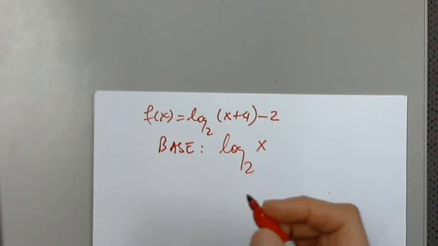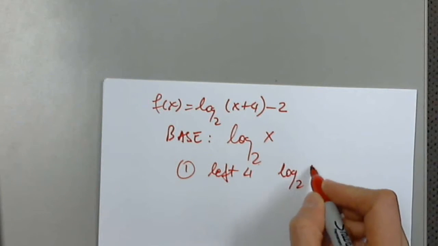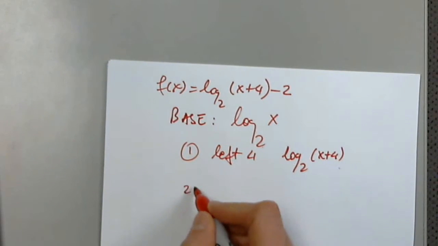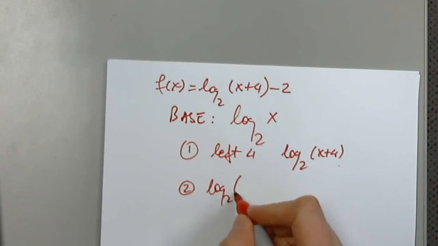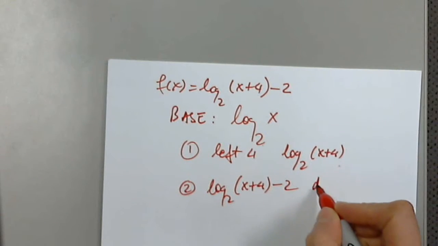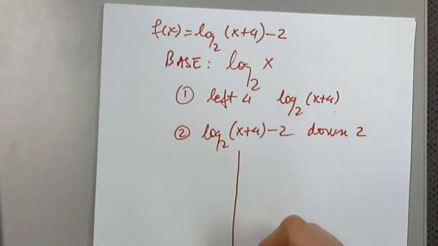Moving to the left 4. Number 1. Left 4 because it's log base 2 of x plus 4. Very good. And what is the transformation 2 on function 1? What is it? Down 2. Very good. So log base 2 of x plus 4 minus 2 is down 2. Perfect. So now the question is, how do I graph?